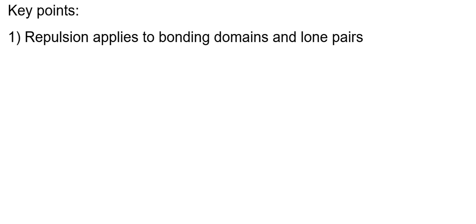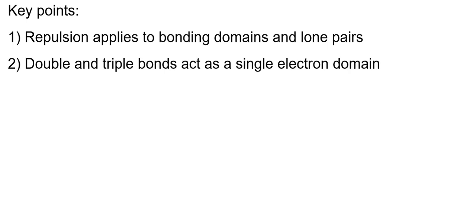There's some key points we need to work through in order to properly understand how to use VSEPR theory. The first is that we need to understand that the repulsion applies to bonding domains and to lone pairs. So lone pairs will push on the electrons in the bonds and vice versa. Again, electrons are negative particles and want to move away from one another. Double and triple bonds, as I mentioned, act as a single electron domain, and that's important when we go to count how many electron domains we have around an atom in order to figure out the shape of the molecule.